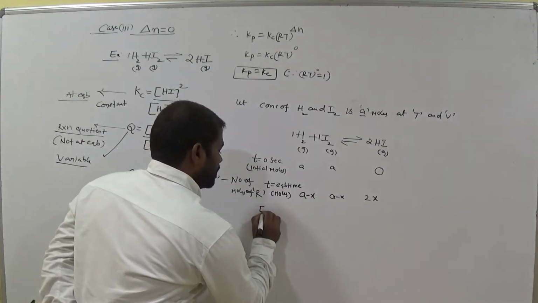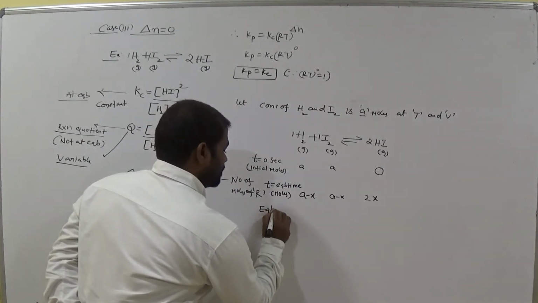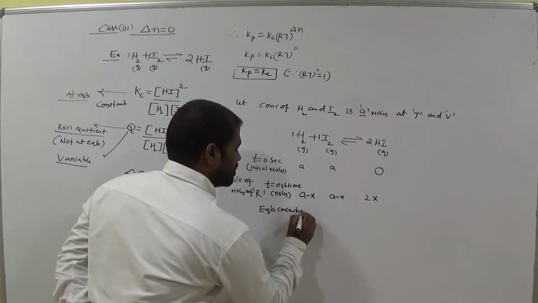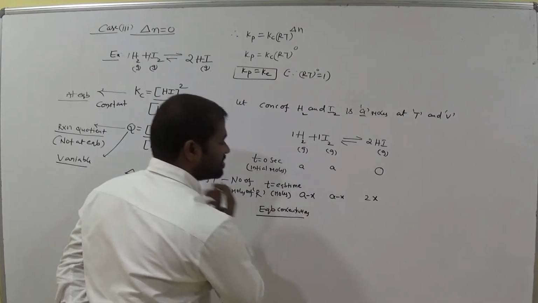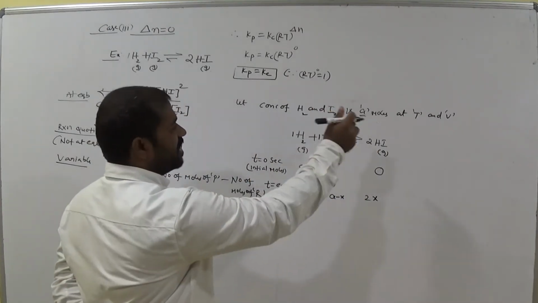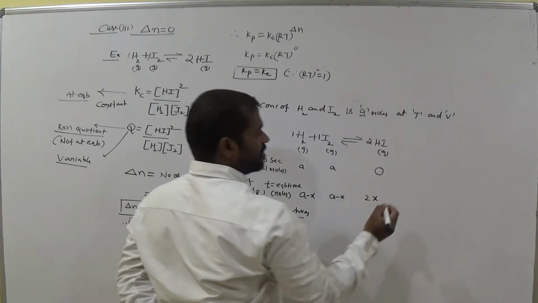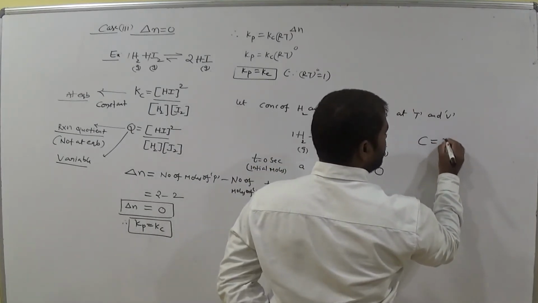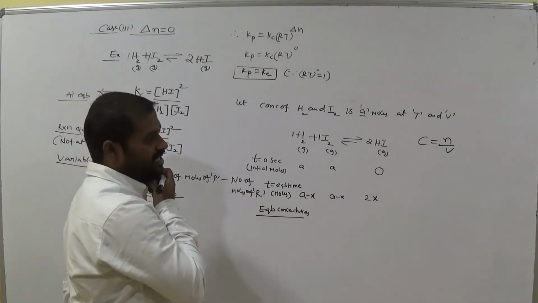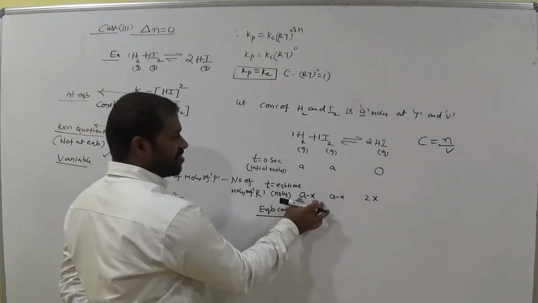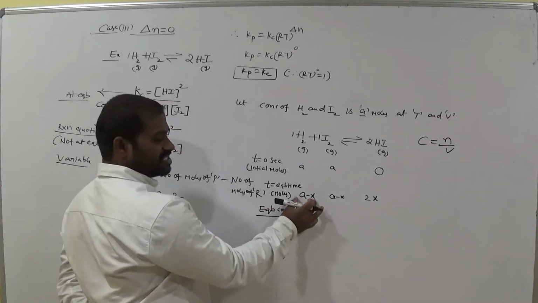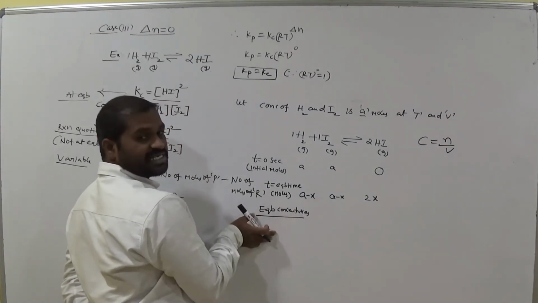Now, equilibrium concentrations of H2, I2, HI. So what is the given volume? V. So concentration C is equal to number of moles per unit volume. Am I right? C is equal to n by V. So now these are the equilibrium moles. What is the given volume? V. If the number of moles is divided by V, then we get concentration, or not?